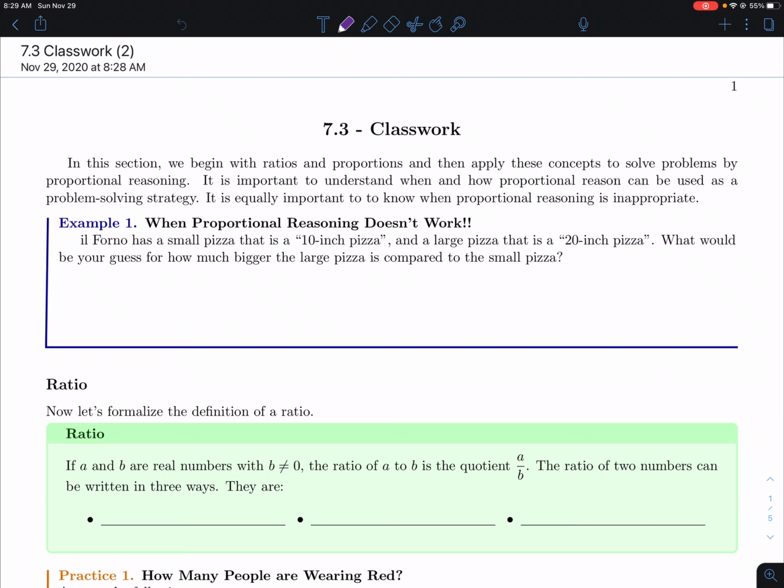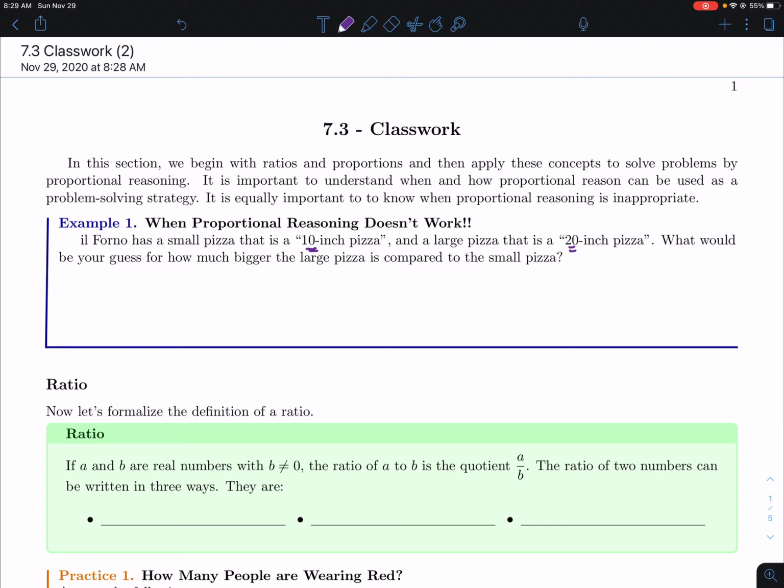We're talking about ratios, proportions, and percents today. First thing, this is kind of a trick example. Il Forno has a small pizza that's a 10-inch pizza and a large pizza that's a 20-inch pizza. What would be your guess for how much bigger the larger pizza is compared to the smaller pizza? A lot of you are probably jumping out that it's twice as big, because one's 10 inches and one's 20 inches.